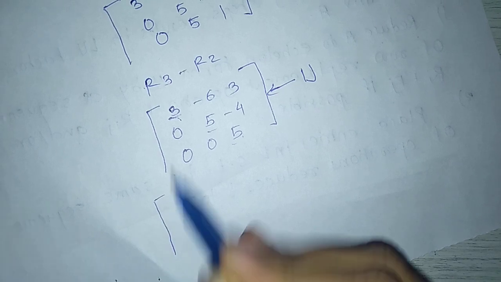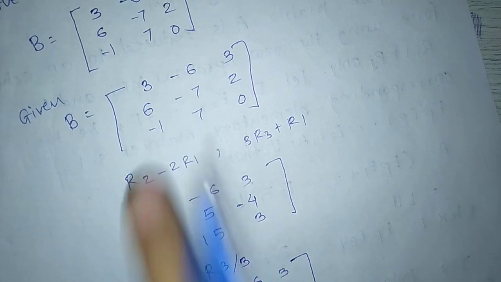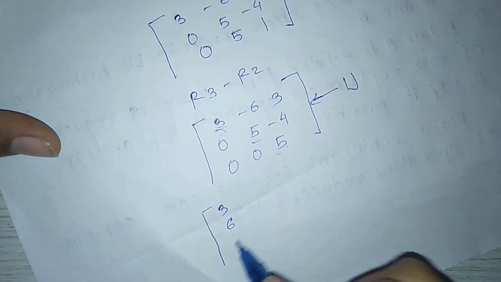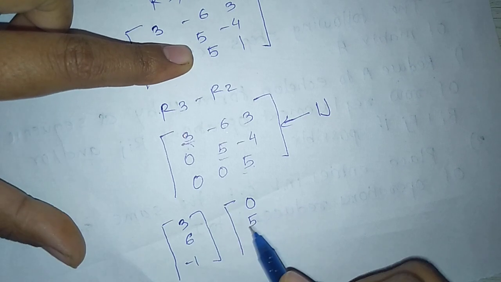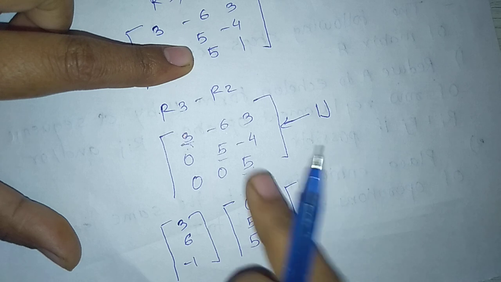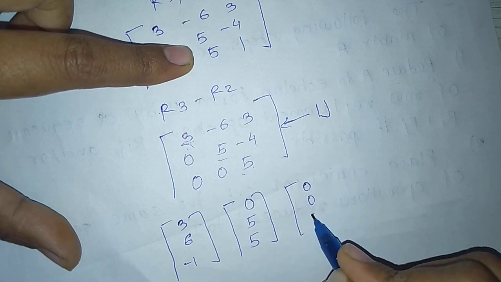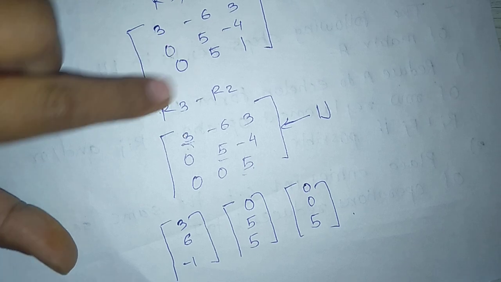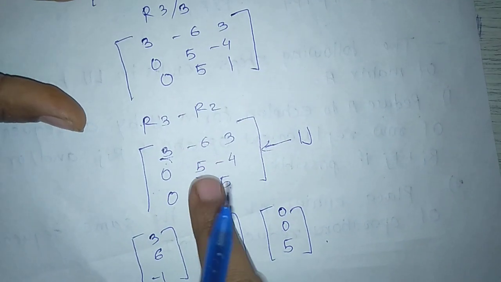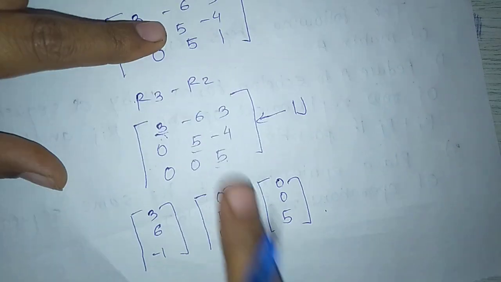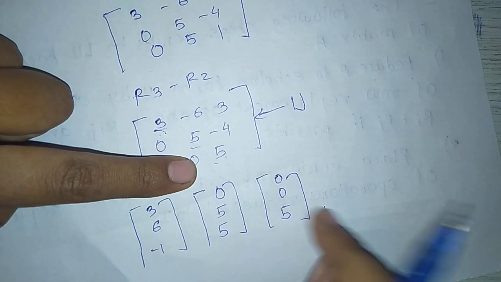Therefore, for the first pivot column 3, write down the first column: 3, 6, minus 1. The second pivot entry is 5, so the column is 0, 5, 5. The third pivot entry is 5, which means the first two entries are 0 and the last entry is 5. Observe that below the first entry 3 are 6 and minus 1. The next pivot entry is 5, so the entry below is 5, and the next is this 5, and the entries above are 0.